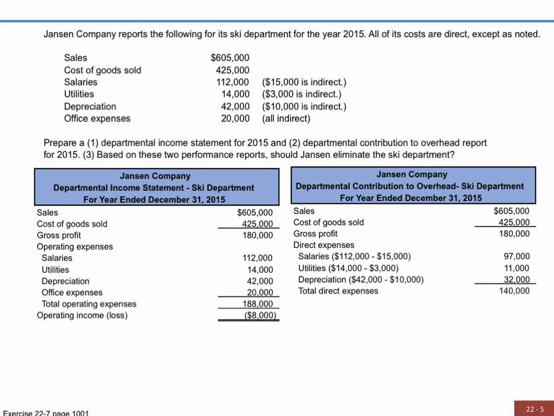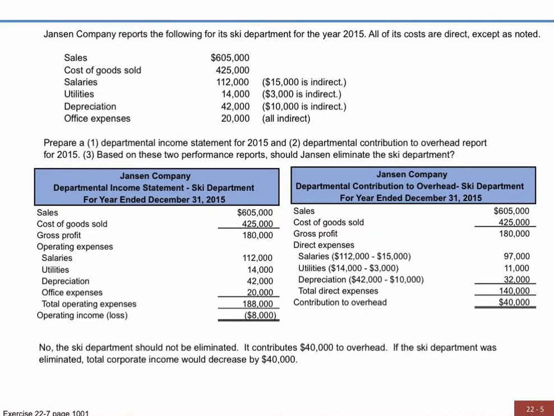So once we look at those expenses, we'll see that we have 140,000 in expenses. So the ski department, in terms of contributing to those indirect expenses and to that overhead, is actually contributing 40,000 to help pay for those expenses. So here, even though on the departmental income statement it's an $8,000 loss, we would not want to eliminate this department because it is producing contribution towards that overhead. So if we were to eliminate it, for example, then the income would decrease initially by 40,000.